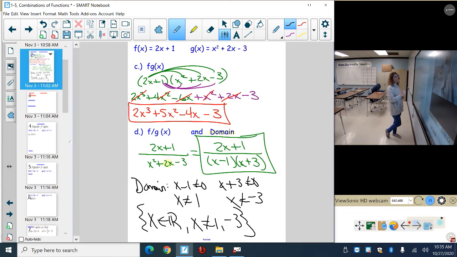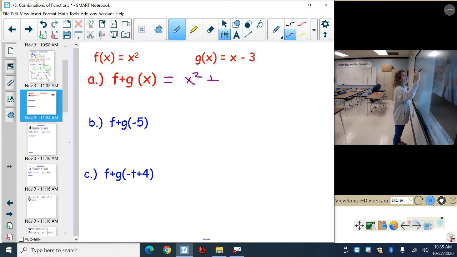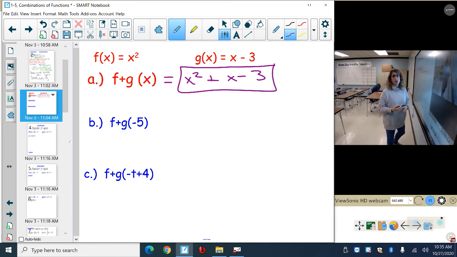Sorry, did not mean to change that as quickly as it did. Okay? So, moving right along, same exact concept, but now we're going to be adding the two functions together. So let's go ahead and do this one. That's going to be x squared plus x minus 3. I don't need parentheses, because I'm adding the two functions together, I can just simply attach them by addition. So this is as far as it can go.